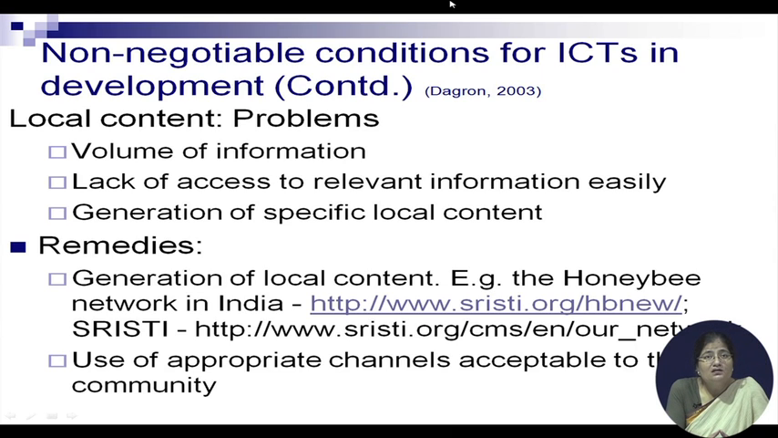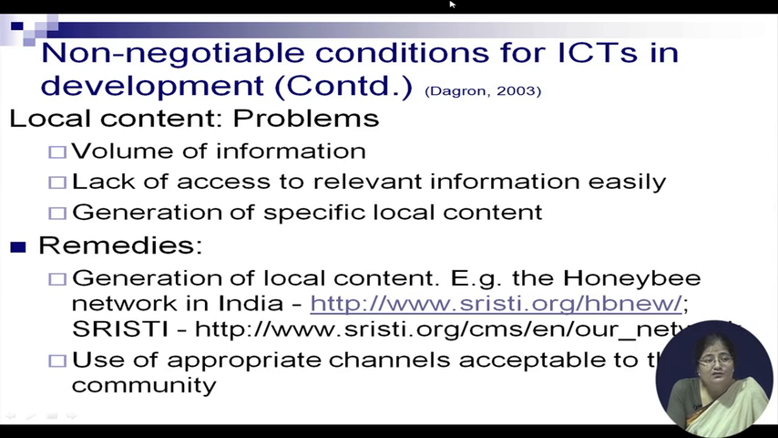The other local non-negotiable condition is the local content. We need local content. Perfectly all right, but the problems are the volume of information available regarding the local problems. Not much information in most cases is available about the problems that these communities are facing. Lack of access to relevant information easily. Generation of specific local content is another problem.